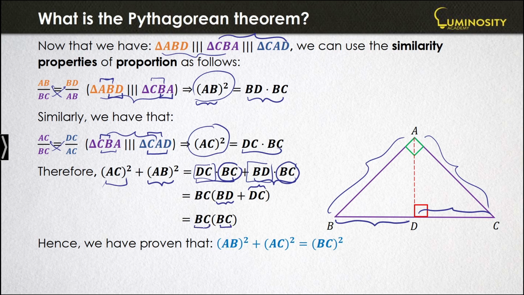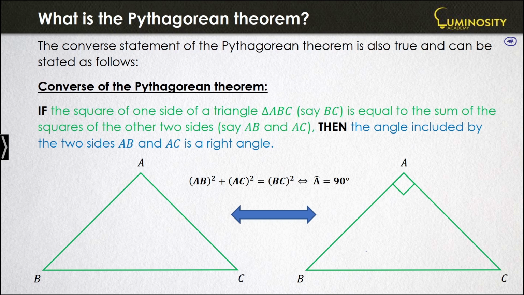So we've proven that AB, this side length squared, plus AC, this line squared, so the adjacent sides of the right angle, squaring them and adding them together gives you the hypotenuse squared. And that is the Pythagorean theorem. Okay? The converse of the statement of the Pythagorean theorem is also true. So the Pythagorean theorem is an if and only if statement.